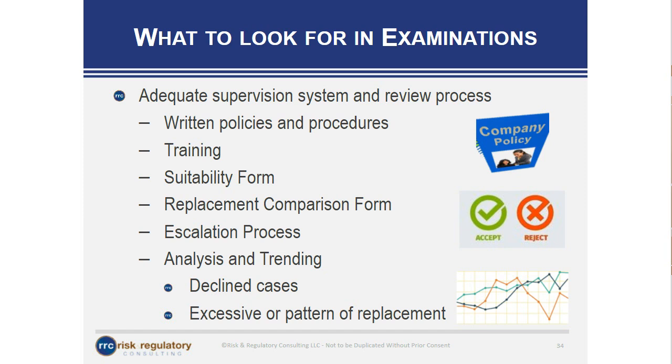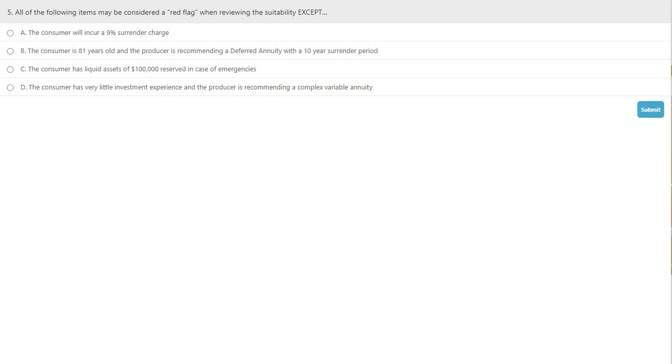Terry, I know we're getting close to the top of the hour, so before we talk about anything else, let me go over polling question number 5 real quick, because I know people have to jump off. So here we go, polling question number 5. All the following items may be considered a red flag when reviewing suitability, except: A, consumer will incur a 9% surrender charge. B, consumer is 81 years old and is recommended a deferred annuity with a 10-year surrender period. C, the consumer has liquid assets of $100,000 reserved in case of emergencies. Or D, consumer has very little experience and the producer is recommending a complex variable annuity. Again, click the button and hit submit. Let's see what we got.